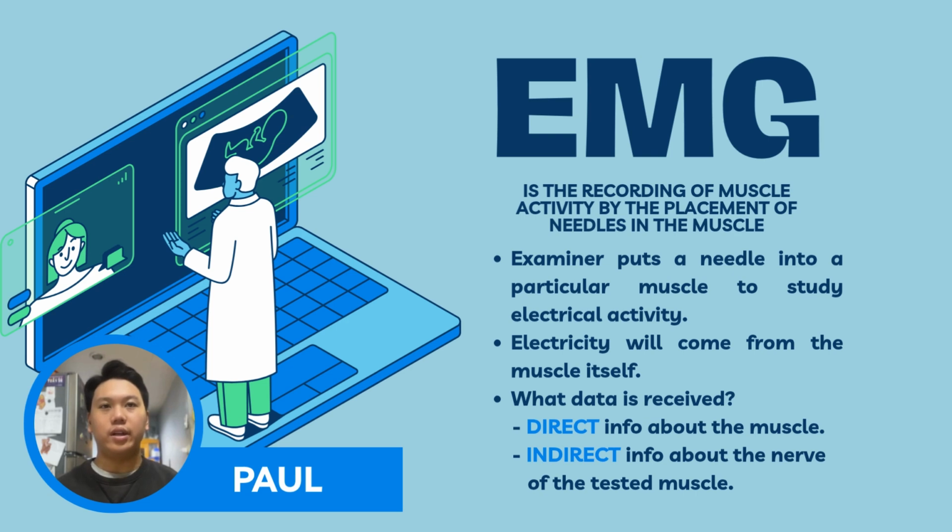Electromyography, or EMG for short, is the recording of a muscle's electrical activity by the placement of needles in the muscle. The examiner puts a needle into a particular muscle to study electrical activity. Electricity will come from the muscle itself. What data is received? It receives direct, which is the info about the muscle, and indirect, which is the info about the nerve of the tested muscle.